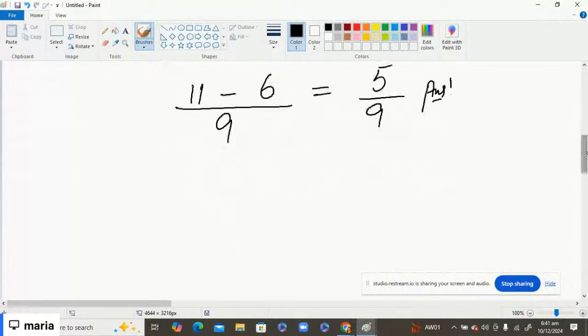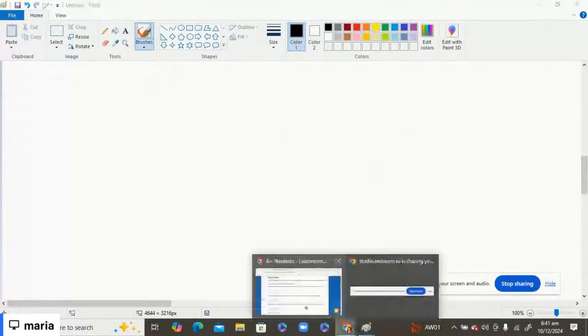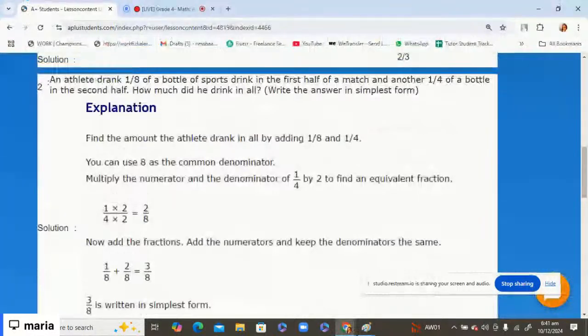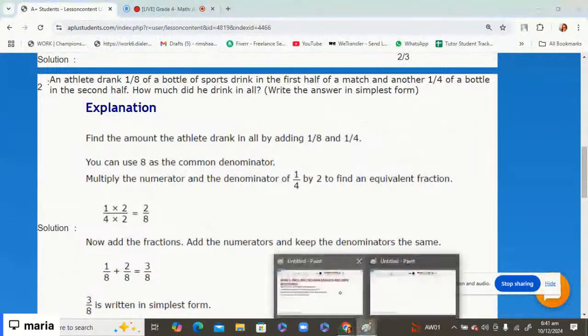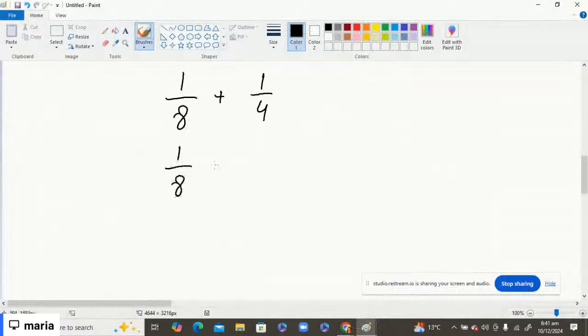Okay, I'm going to write one question here, let's take a question from there. An athlete drank 1 by 8 of a bottle of sport drink in the first half of the match and another 1 by 4th of a bottle in the second half. How much did he drink in all? So 1 by 8 plus 1 by 4. 1 by 8 is still the same, plus sign is the same. Here it's 1 by 4. Multiply and divide with which number? 4 times 2 is 8. We are putting 8 here. So multiply and divide with which number? Think about it.